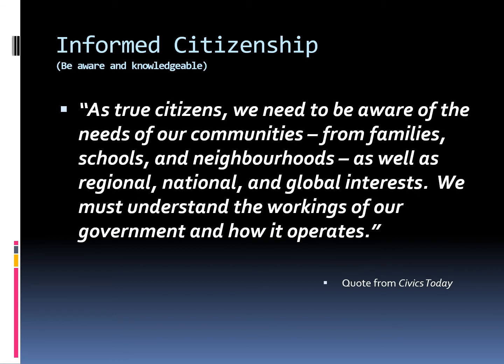Informed citizenship revolves around being aware and knowledgeable. Civics Today states, "As true citizens, we need to be aware of the needs of our communities, from families, schools, and neighborhoods, as well as regional, national, and global interests. We must understand the workings of our government and how it operates."